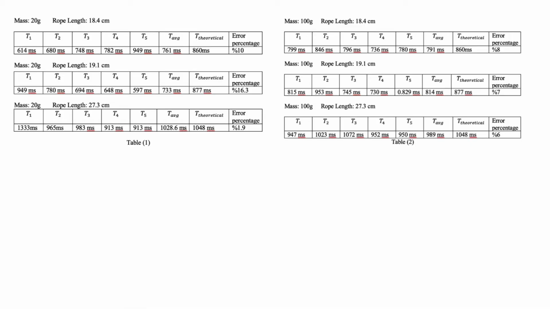The error percentage calculated for 20 grams was 10%, 16.3%, and 1.9%, and for 100 grams it was 8%, 7%, and 6%. The potential causes of errors could be the timing issues with the chronometer. As you can see, as the period increases, the error rate decreases, because as the period gets larger, the measurements get easier. Also, the object wasn't a perfect object, which affected the period, and the object slightly rotated, and there was air friction, which affected the period also.